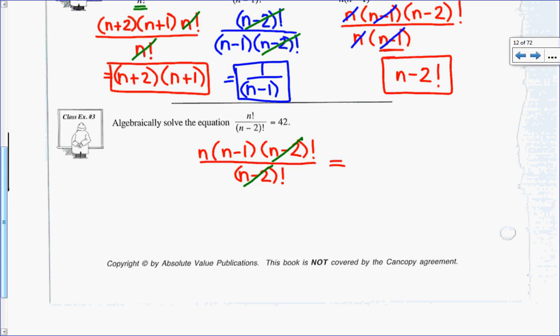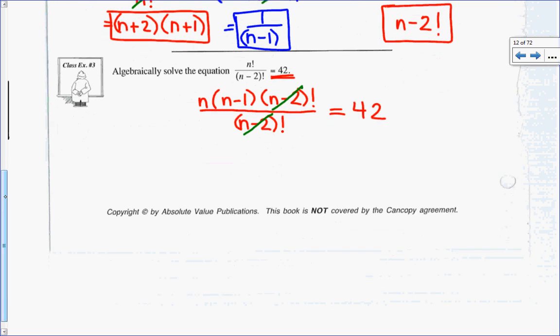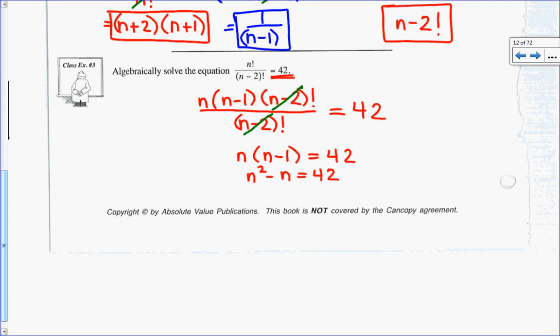Now don't forget, you have the other side of your equation, which still equals 42. So what I'm left with now is just an easy algebra problem to solve: n times n minus 1 equals 42. Using regular algebra, I multiply n times n minus 1, so I've got n squared minus n equals 42. Now I need to bring everything over to the left-hand side because I have an n squared, so it's going to be a quadratic equation I have to factor. So n squared minus n, I'm going to subtract 42 from both sides, equals 0.